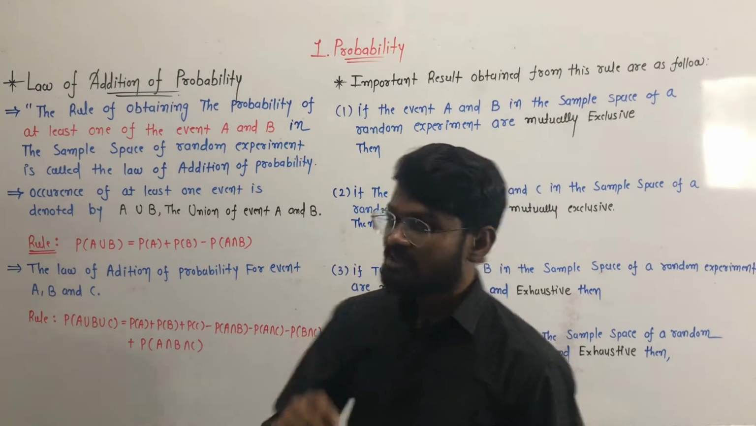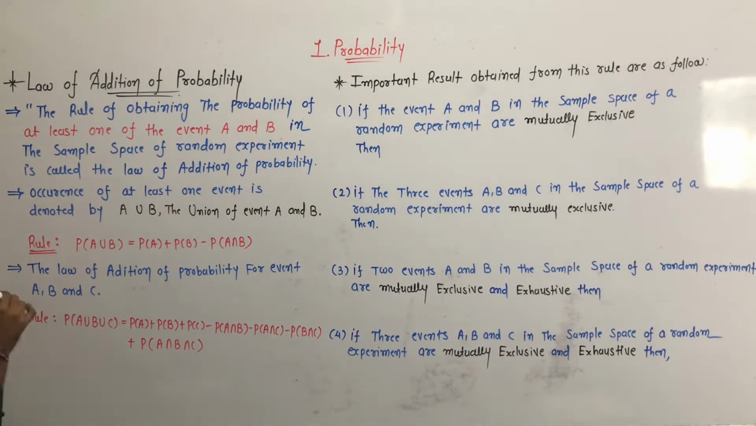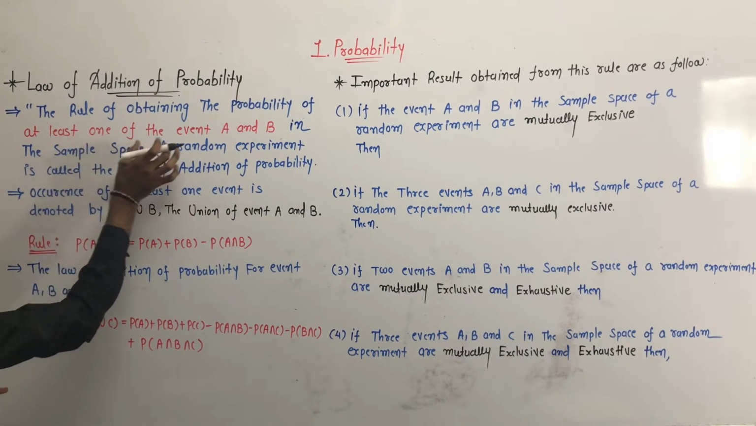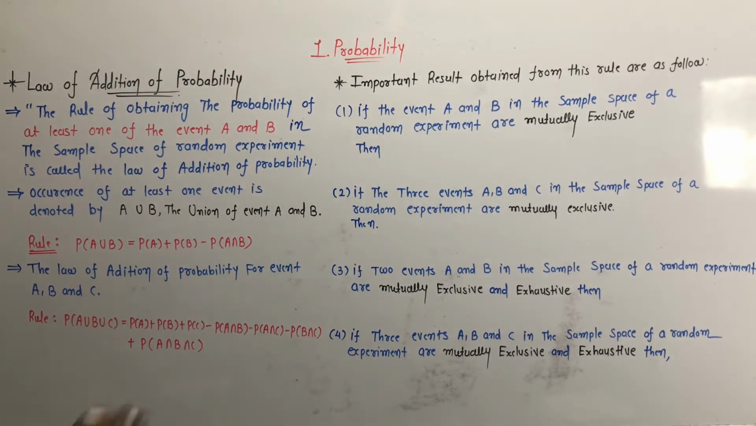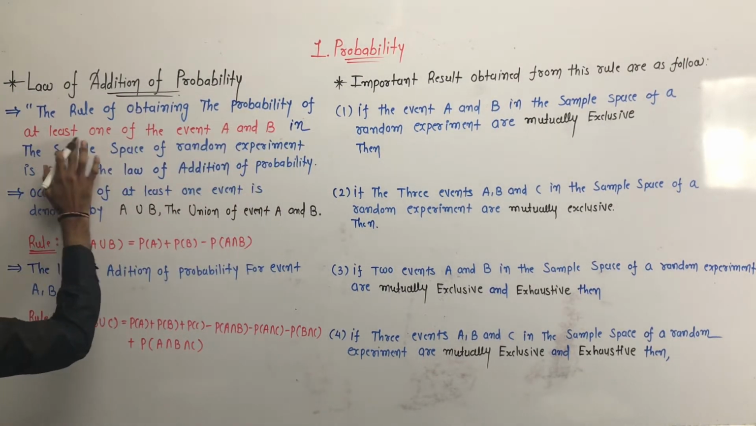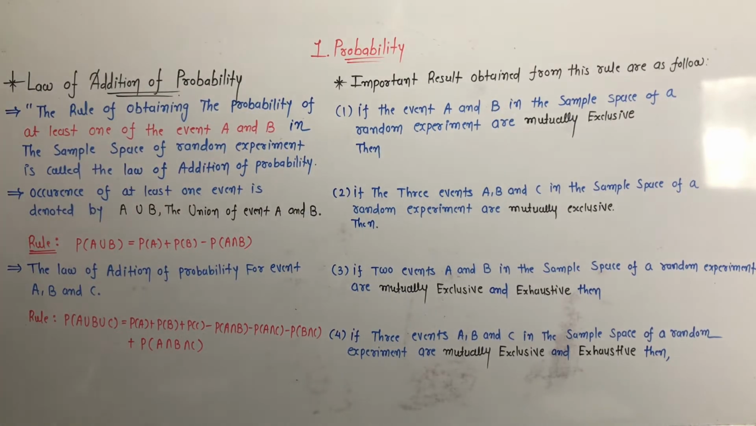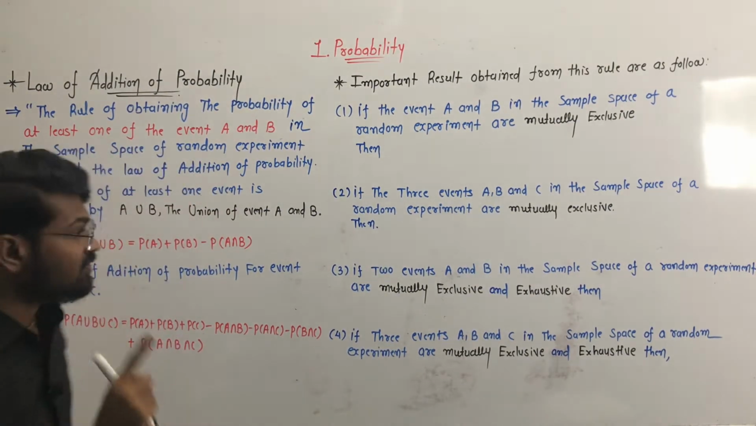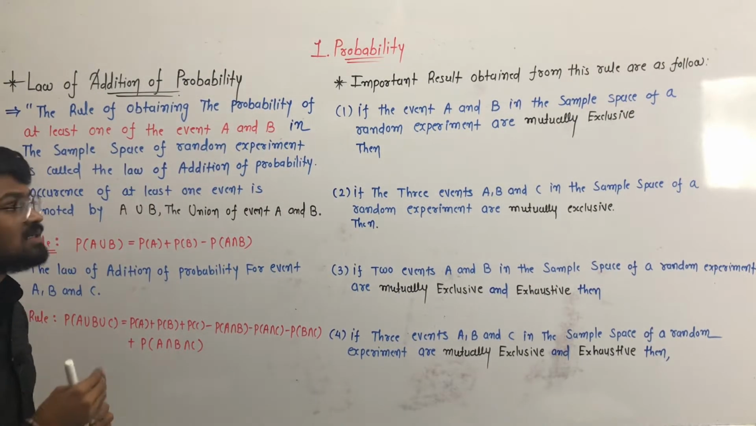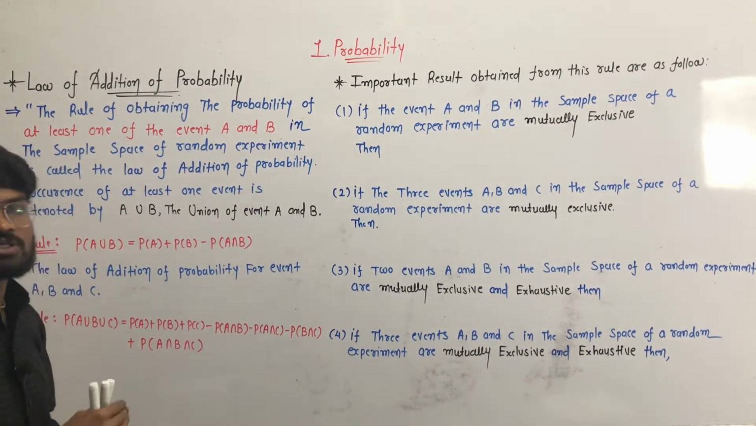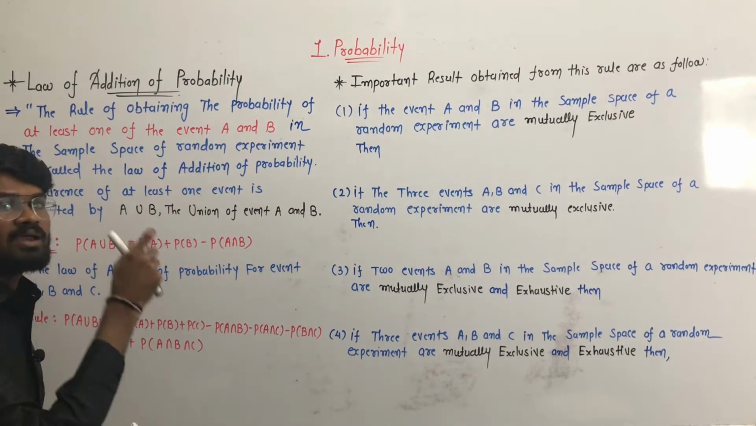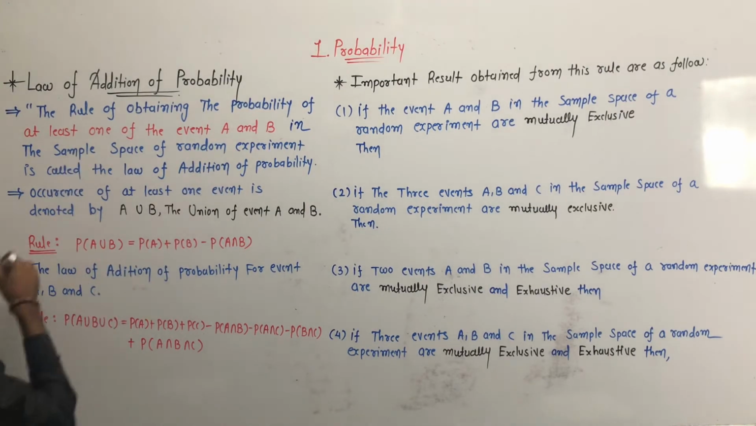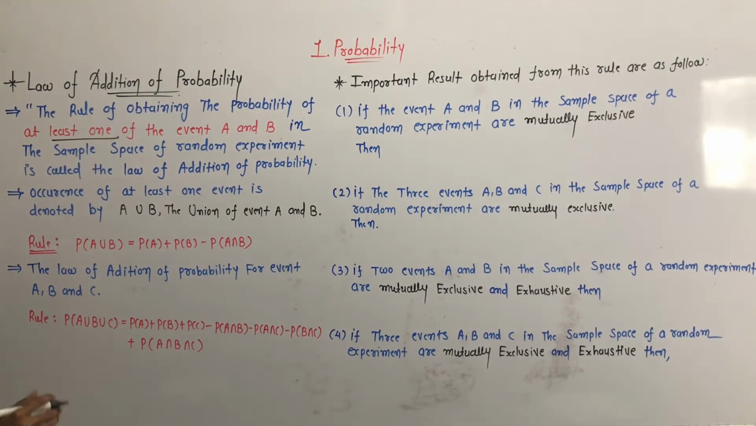So the law is the rule of obtaining the probability of at least one of the events A and B. Yes, कम से कम एक इवेंट तो आनी ही चाहिए. एक सिर्फ इवेंट A होगी तो भी चलेगा, सिर्फ इवेंट B होगी तो भी चलेगा, और इवेंट A एंड B दोनों होगी तो भी चलेगा. Probability of at least one of the events A and B.